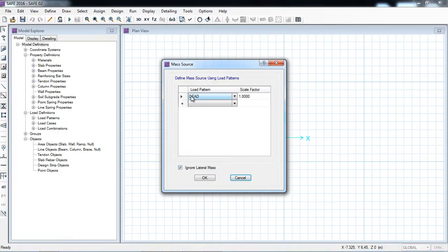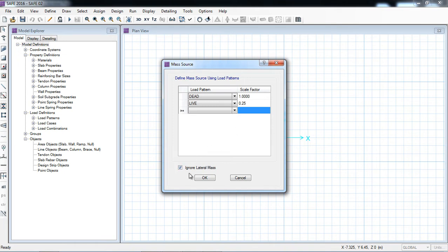Here is the dead one, meaning consider all the dead load, and here is the live load, that will be considered at 0.25. And if there is any super dead load, for example the load of a machine, then we first define in the load patterns a machine load, and then we put it here as 1. So consider all the loads.